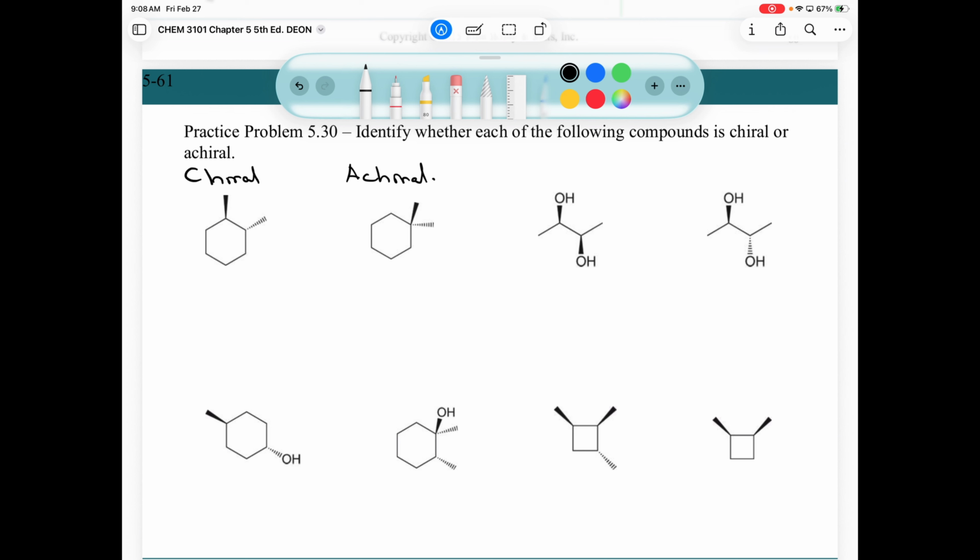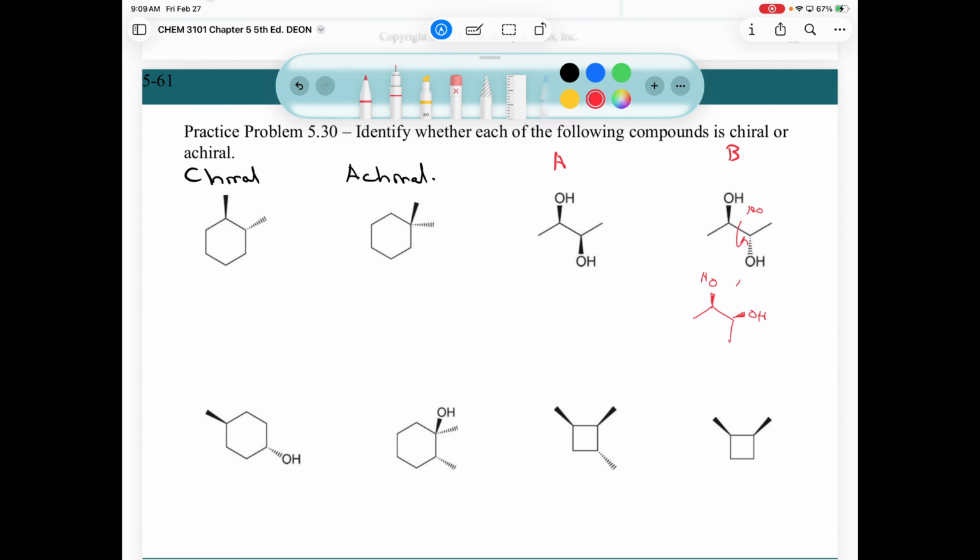Now with the next 2 compounds, one of them is chiral and one of them is achiral. If I call this one A and I call this one B, could anybody tell me which one is the achiral one? It would be which one? B, right? Because when you rotate this bond 180 degrees, you're going to end up with this, where we have this hydroxyl pointing up, and this hydroxyl is going to be pointing up.